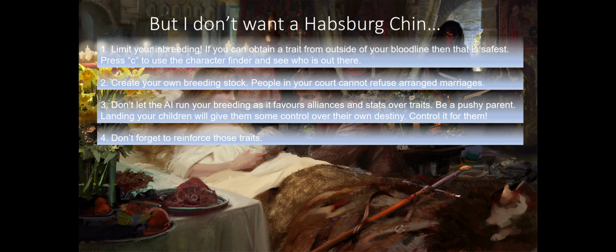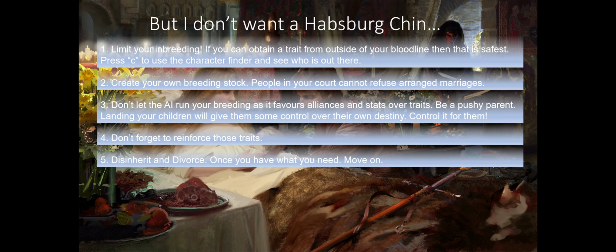Likewise, if you have a tiered trait, go back and watch the previous video where I explain how tiered traits work. But if you have a tiered trait, then make sure that you're always using the highest level trait when you're doing the breeding, and that way you'll reinforce getting the absolute best trait.